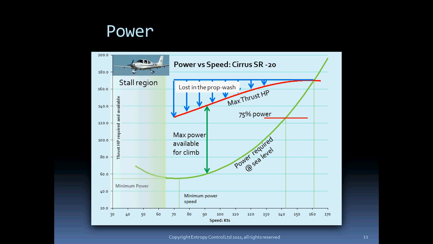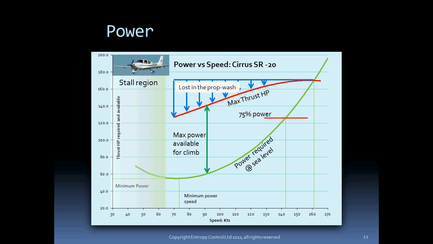The minimum power speed corresponding to maximum endurance is about 73 knots. The minimum power required to keep this aircraft aloft is about 52 horsepower. If the engine quits and you fly at 73 knots, a 3,000 pound aircraft generates 52 horsepower when it has a sink rate of around 10 foot per second, or 600 foot per minute.